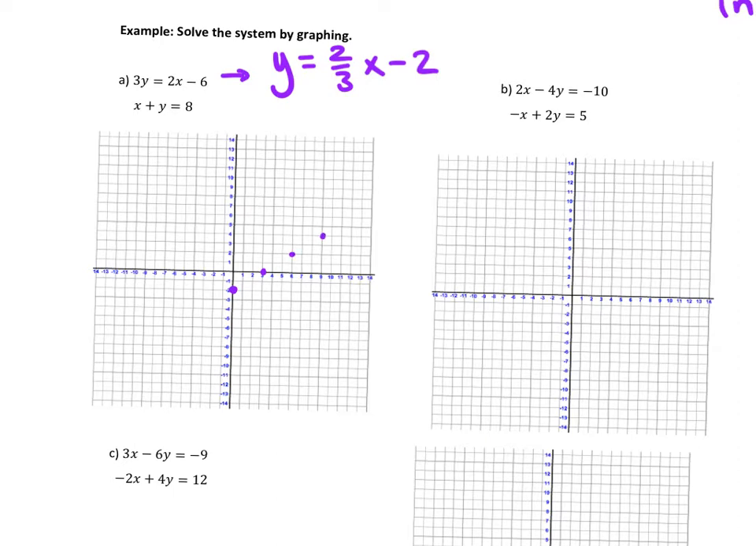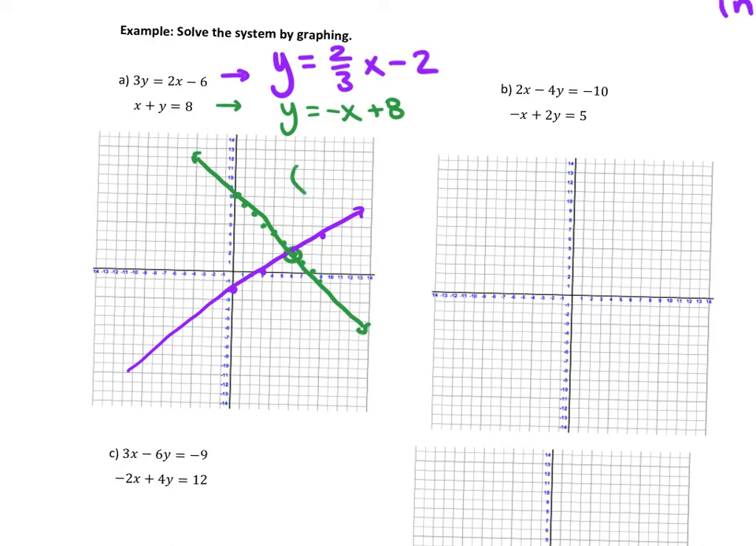My other equation, get y by itself. So I'm going to move the x over, so I get y equals -x plus 8. Intercept is at 8. Slope has to go down 1 over 1. Down 1 over 1. So do you see that they are intersecting here at this point? So if I graph those lines, I get here and here.